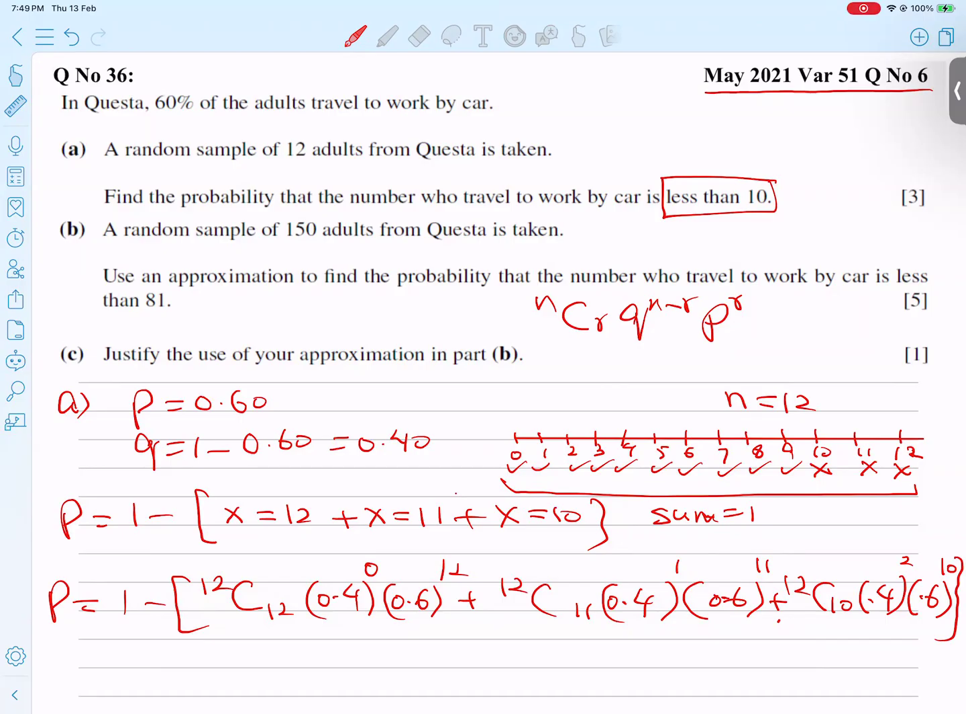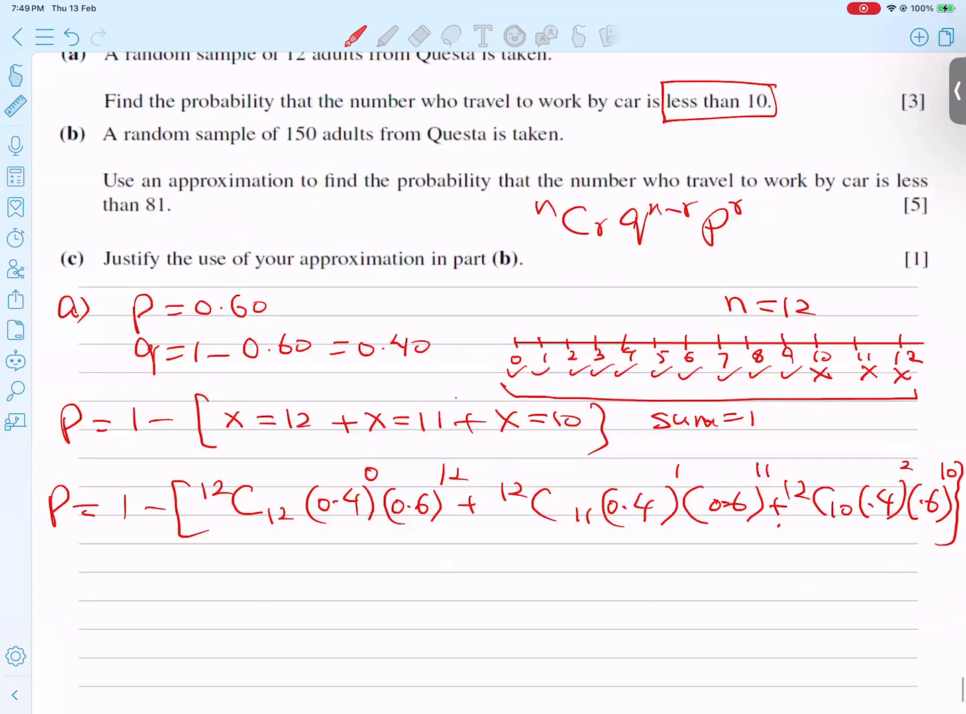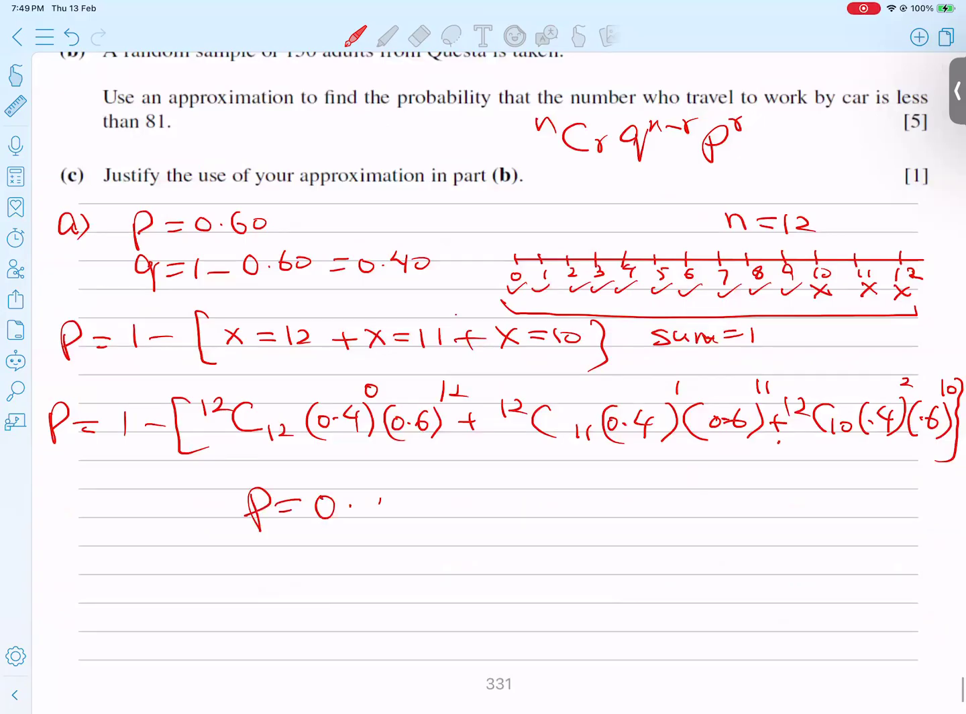And if I check it in the calculator, 12C10, 12C11, 12C12, the final answer after subtracting from 1 is coming to 0.917. So I hope the point is very clear. We have done the first part.